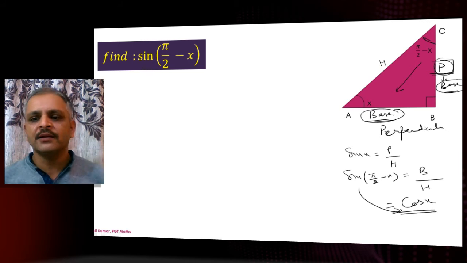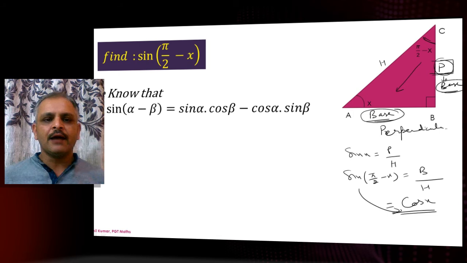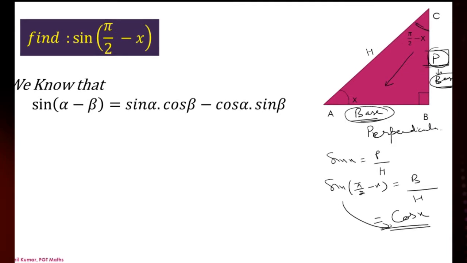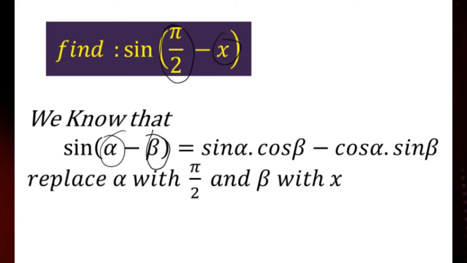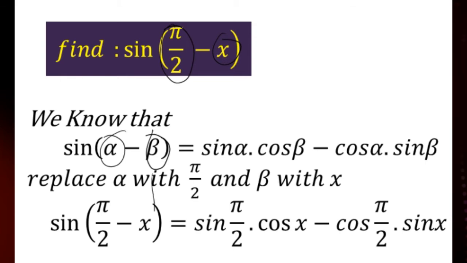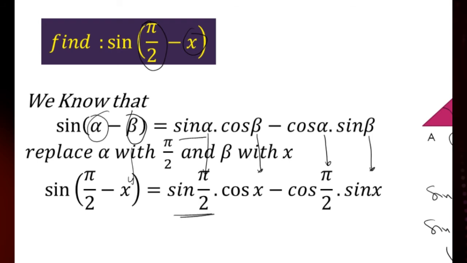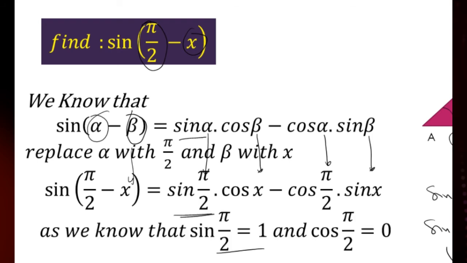Let's prove it by another method also. So we know that sine alpha minus beta is sine alpha cos beta minus cos alpha sine beta. So what I want is pi by 2 minus x. So replace this alpha with pi by 2 and beta with x. Then sine alpha will become sine pi by 2 and cos beta will become cos x. So as you know that sine 90 is equal to 1 and cos 90 is equal to 0.